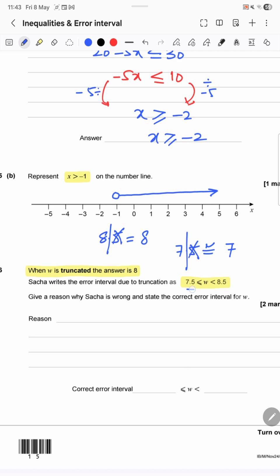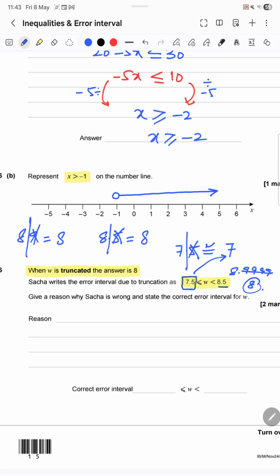But the low end is not correct, because 7.5 is truncated to 7. And the maximum value of the interval cannot be 8.5, because if you consider 8.9 and truncate it, the 9 is dropped and you're left with 8. So the maximum can be any value less than 9, because it can be 8.9999, and if you truncate this, you ignore the decimal part and you're left with 8 again.